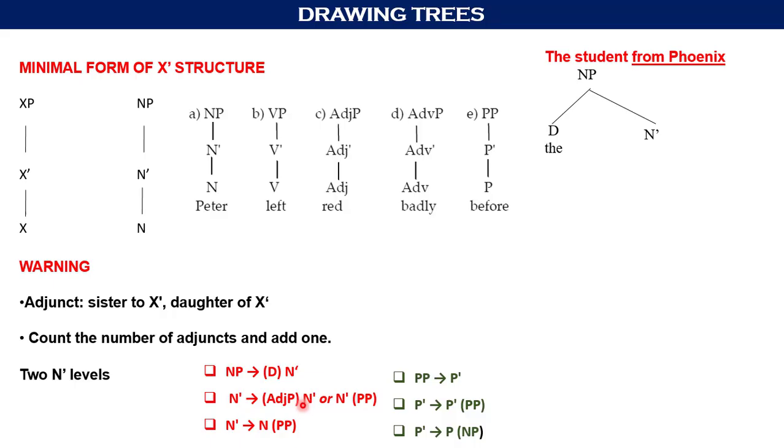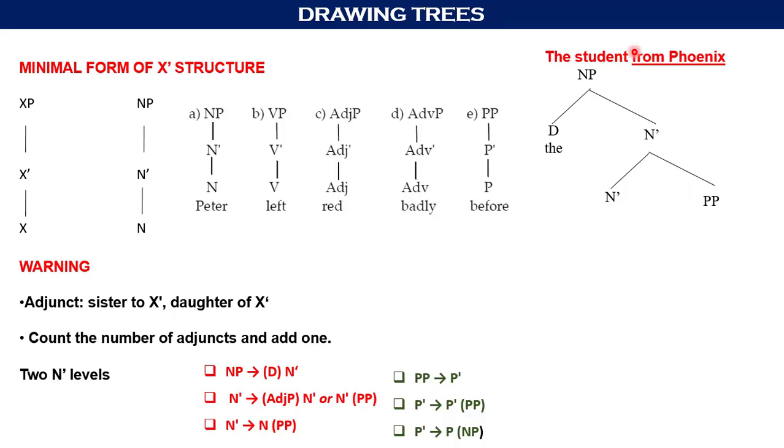And they are sisters to the N bar as well. This N bar will give us the adjunct, which is the prepositional phrase from Phoenix. This prepositional phrase, according to our adjunct rule, should be a sister to an N bar, not N. So take notes. Here we have our N bar and our adjunct from Phoenix.